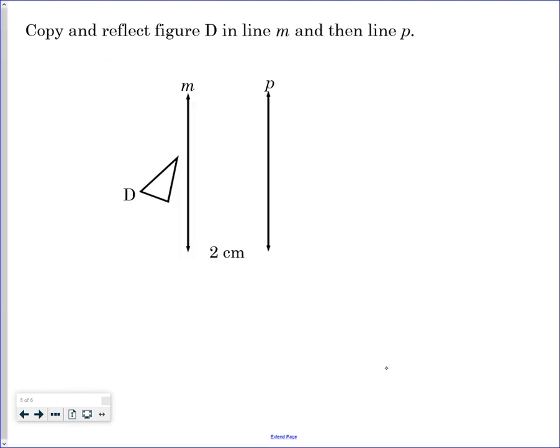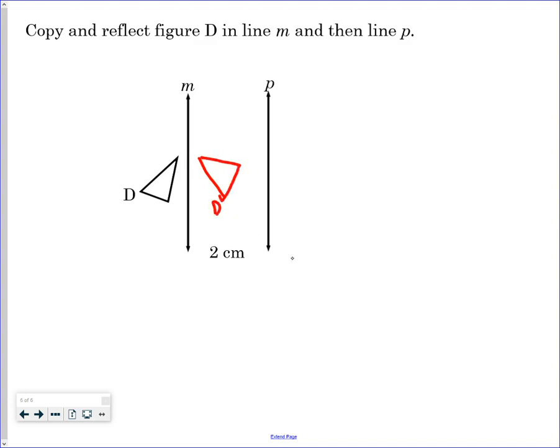Last one. This is a freehand drawing. So again, I'm not going to make you get out a ruler, okay? It says copy and reflect figure D, so this triangle here, in line M, so over line M first, and then over line P. Does everybody understand that? So if I were to fold my paper over line M, these two shapes would kiss. And then if I were to fold my paper over line P, these two shapes would kiss. That's the plan, okay? So it's not going to be perfect. Just do your best, something like that.